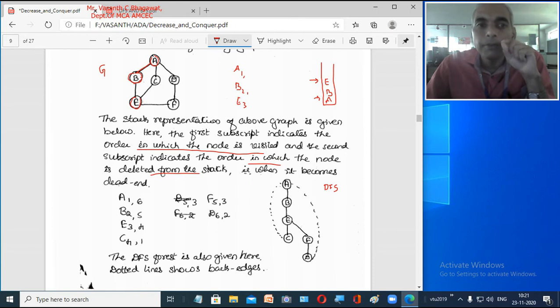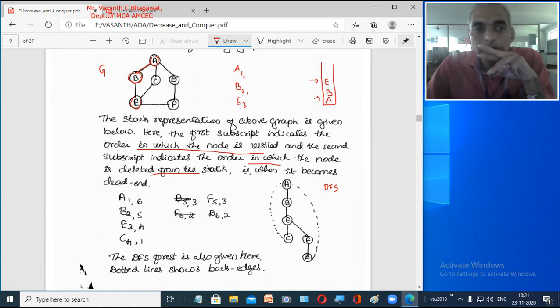So now from E again, look at all the adjacent nodes. What are all the adjacent nodes E has? You can see from the graph you have 3 nodes. One is B, so B is adjacent to E. C is adjacent to E. F is adjacent to E.